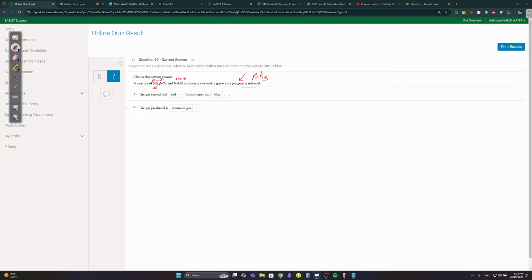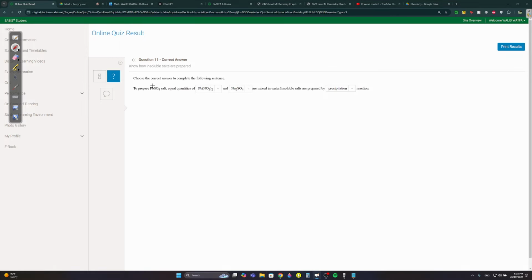I'll just put a salt. Ammonium salt with base. You guys know that's a way of the excess method, right? What does this gas turn? Obviously, it turns red litmus paper into blue, right? NH3. And it's ammonia gas. Very simple, easy question. Let's hope question 11 is easy as well.